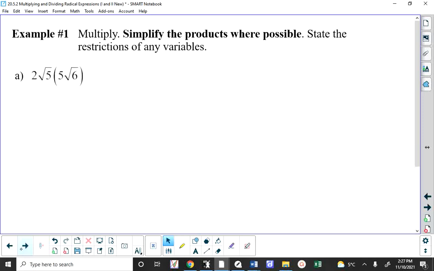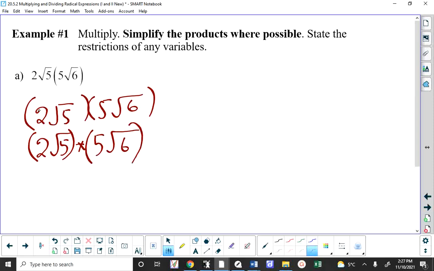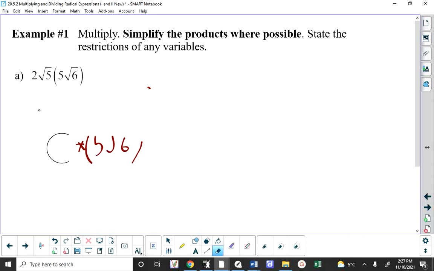So let's multiply and simplify the products. Now the first thing to note is, why did I write it this way? I could have written 2 root 5 times 5 root 6. I could put brackets around this or that or both or neither. It doesn't matter. Don't get bogged down in where the brackets are because I'm multiplying.